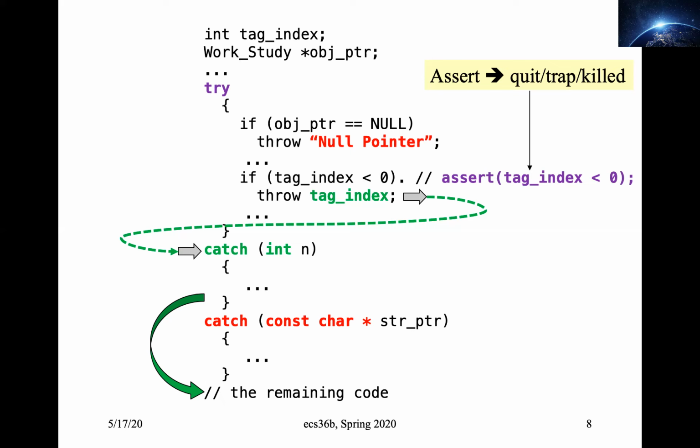So there is a little bit of difference between assert and exception handling. With exception handling, programmers still have control. But with assertion, the programmer does not have control within this program. You have to handle it somewhere else, outside of this program. Okay.